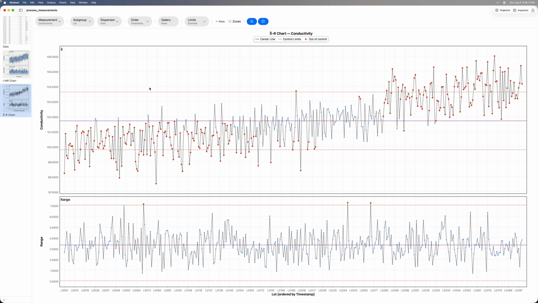Next, we chart counted data, defects and particles, with attribute control charts.